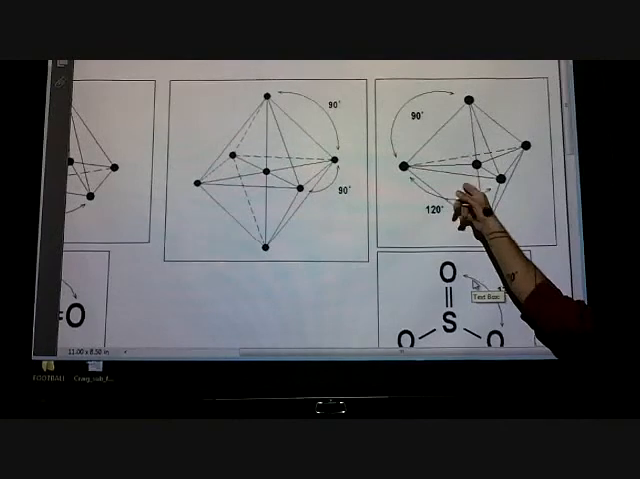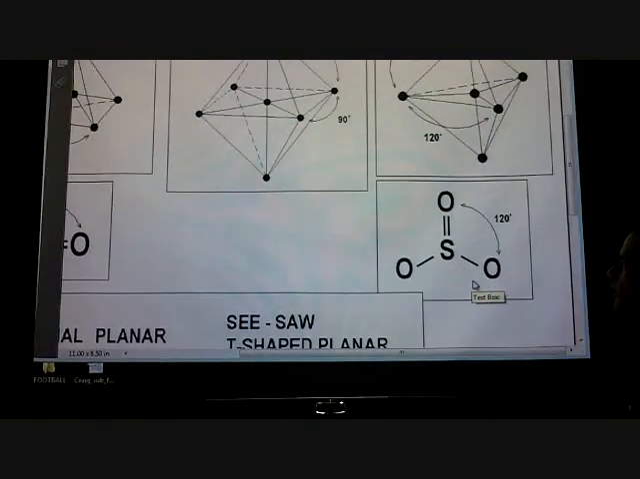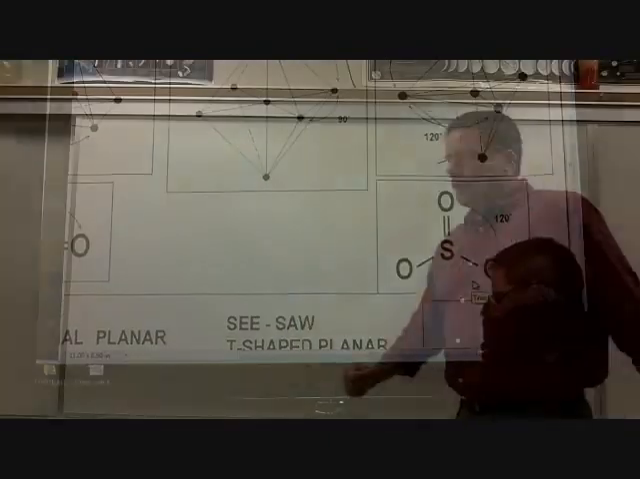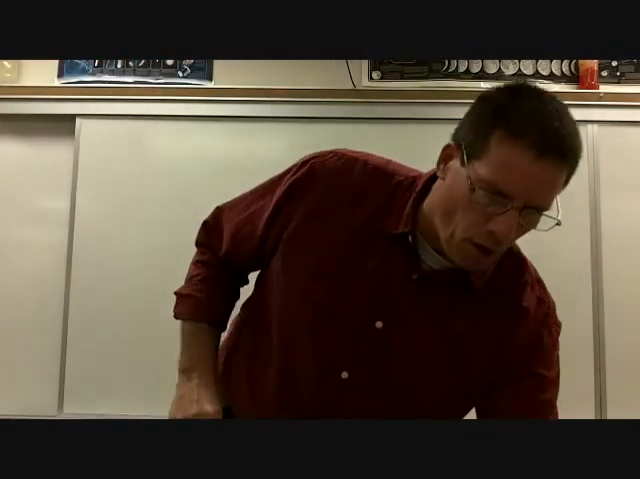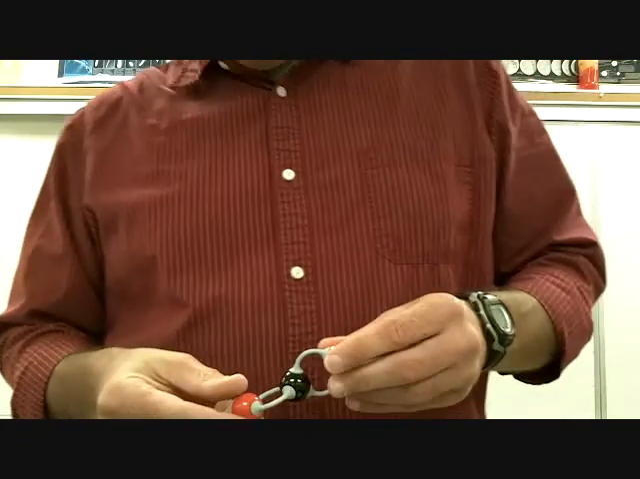Trigonal bipyramidal. And then the one on the bottom here, trigonal planar. Okay, great. Well, let's turn this off. Let's go through the shapes real quickly here. The first one that was on the sheet, I should have worn black, darn it, is a linear shape.